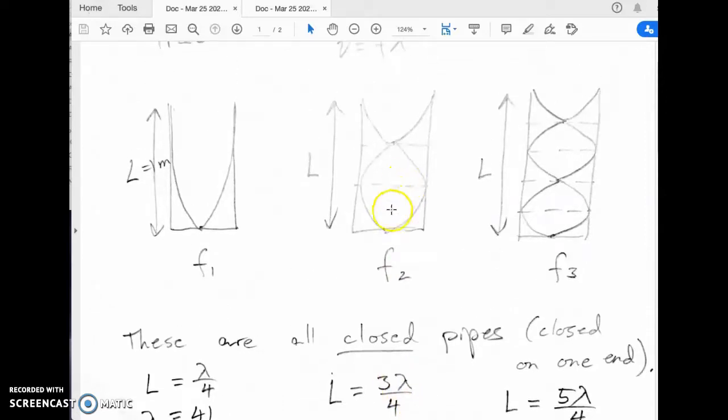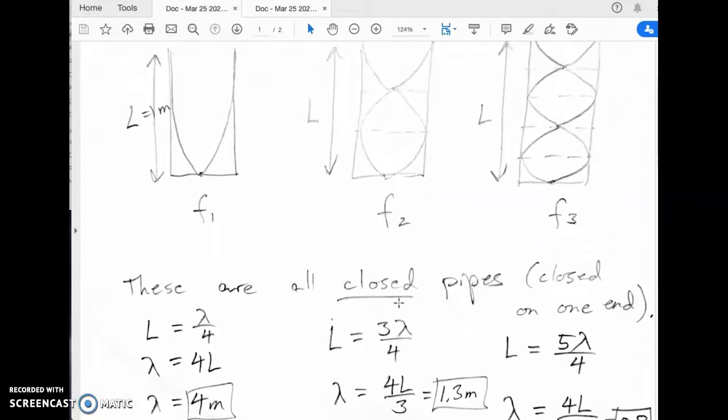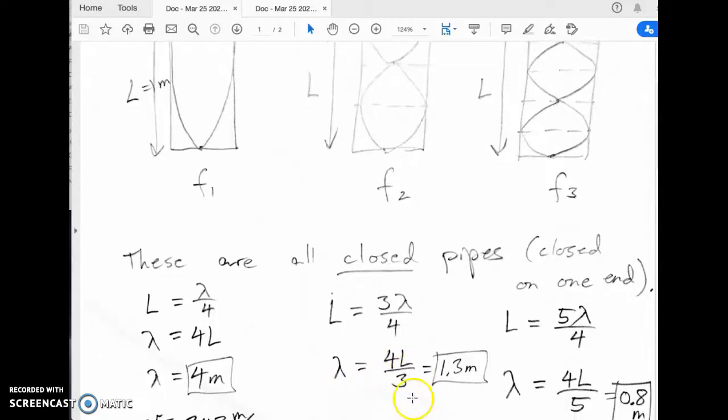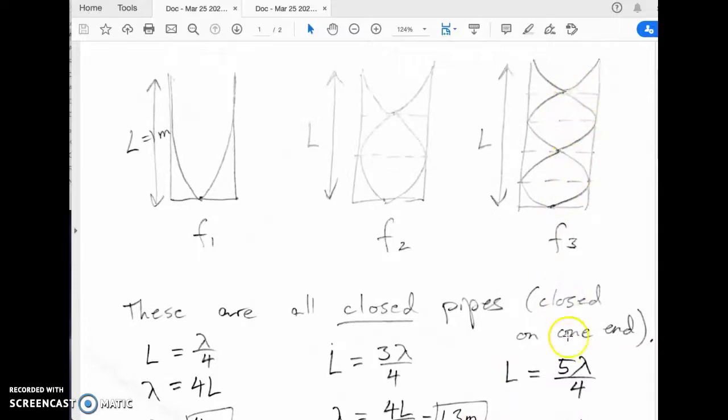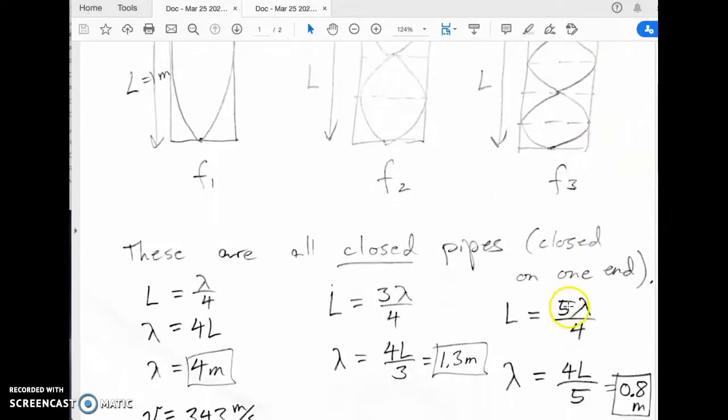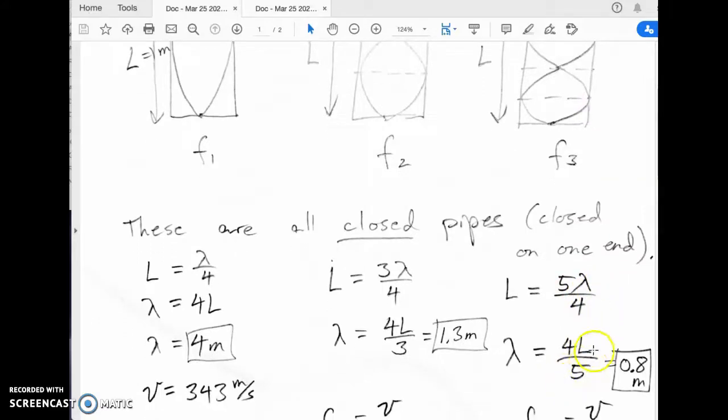This one has 1, 2, 3 half lemons, which means the length is 3/4 of a wavelength, because a wavelength is 4 half lemons. And so the wavelength is 4L/3, or 1.3 meters. This one here, the third harmonic, is 5/4 of a wavelength. So the wavelength is 4L/5, or 0.8 meters.